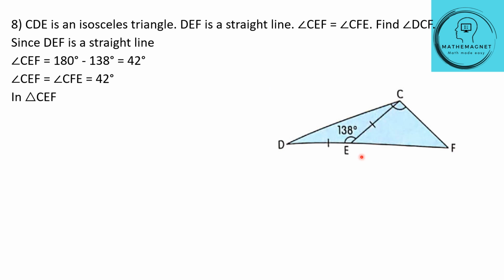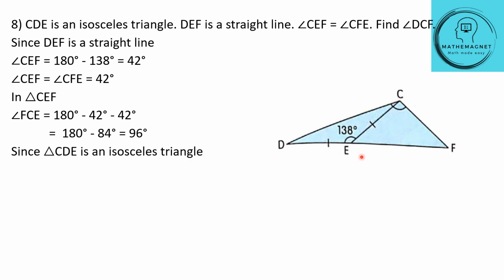Now we'll consider triangle CEF. We know these two angles, CEF and CFE, are 42. So angle ECF, or FCE, will be equal to 180 minus 42 minus 42, which is equal to 96 degrees. Now we know angle FCE is equal to 96 degrees.